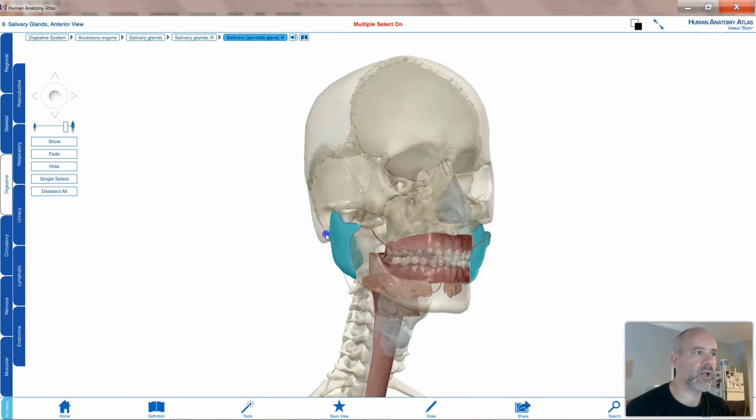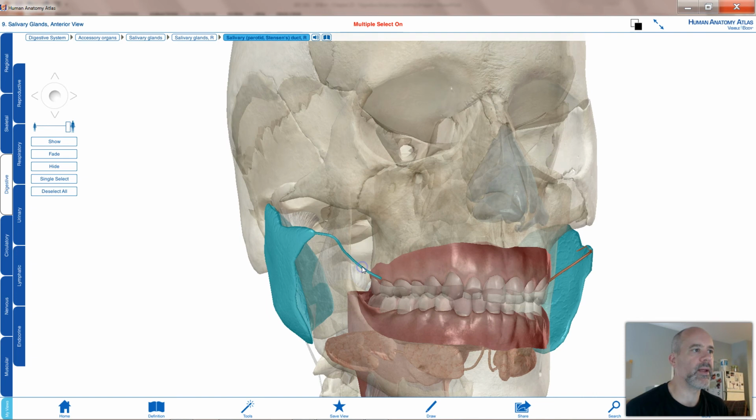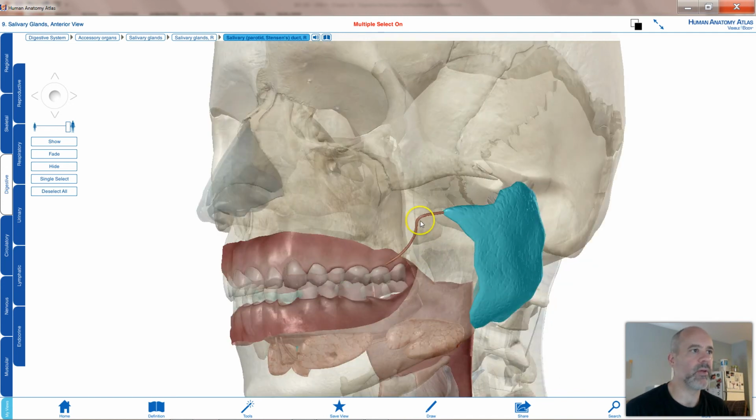And these are exocrine glands. They produce saliva. One nice thing here about Visible Body, if I click there, that is the duct that carries the saliva produced by this parotid salivary gland over to the oral cavity and squirts it onto the inside of the mouth. And you have one of those over here as well.